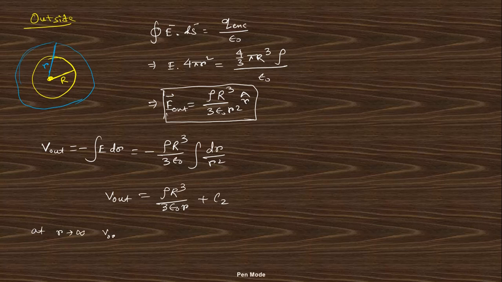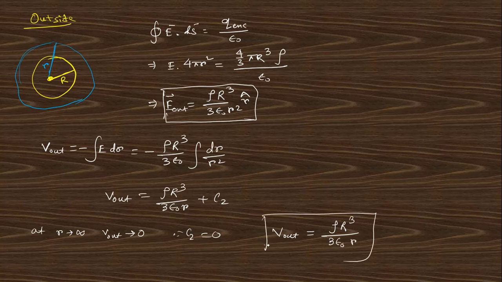Now you can take the condition at r tends to infinity, V out tends to 0. So if you put this as 0, 1 by infinity is 0, so C2 equals 0. So you will get finally V out equals rho R cubed by 3 epsilon naught small r. This is the outside potential.